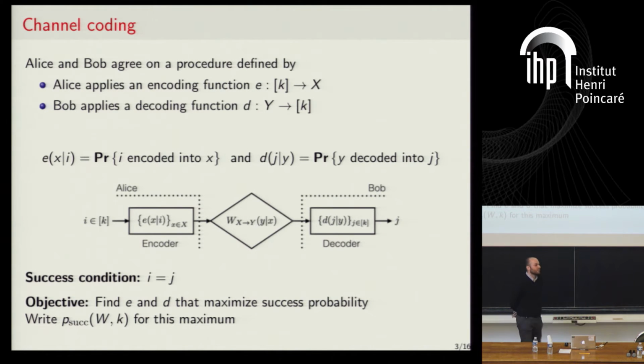Okay, so this is the setting, and now this defines a joint distribution on the random variables I, X, Y, and J, and of course I'm interested in computing the probability of success, and the success criterion here is that I is equal to J. Bob decodes the same thing as what Alice sent. And again, my focus here is to try to study this problem and to try to find the optimal E and D, given W and K.